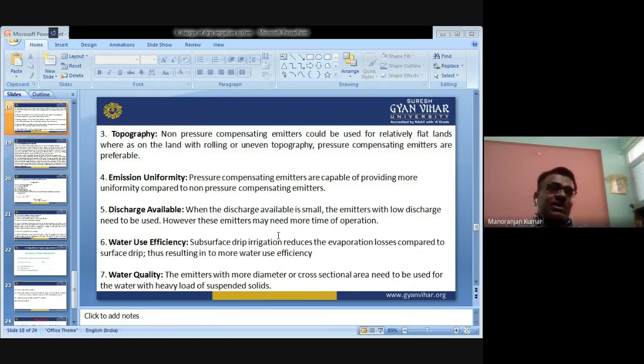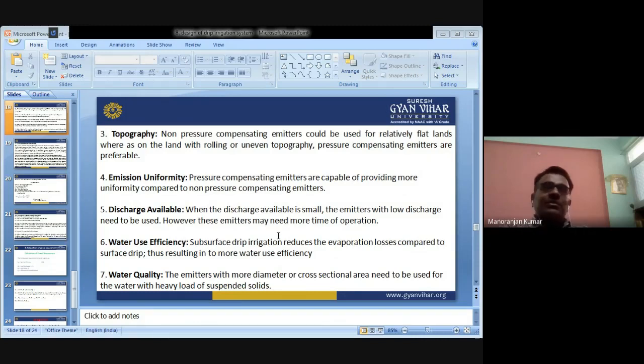Discharge available. When the discharge available is small, the emitter with low discharge needs to be used. However, these emitters may need more time of operation. If your water resource has less water, less discharge, and a less discharge pump is used, then in that condition you should choose the low discharge emitter. Yes, you can increase the irrigation time, but you should choose the low discharge emitter.